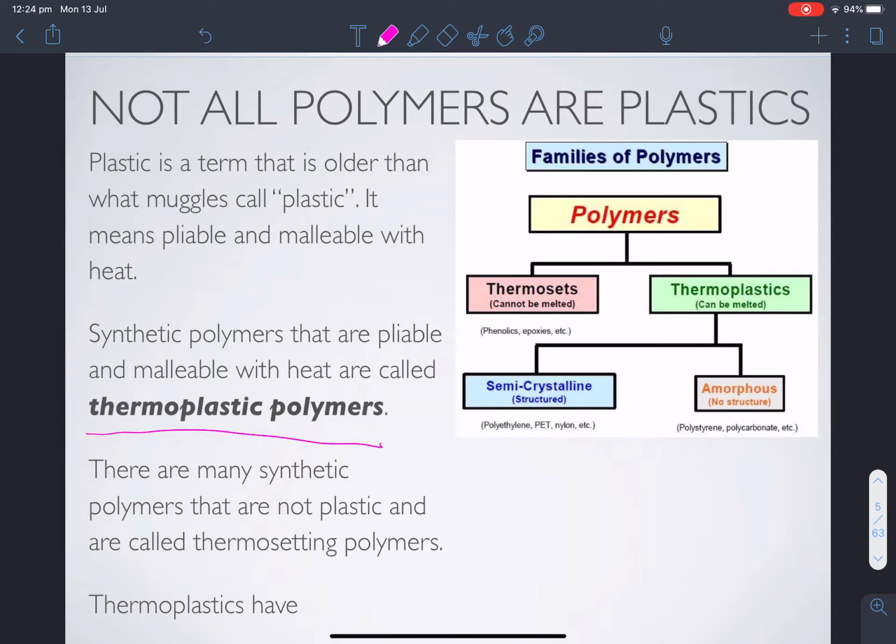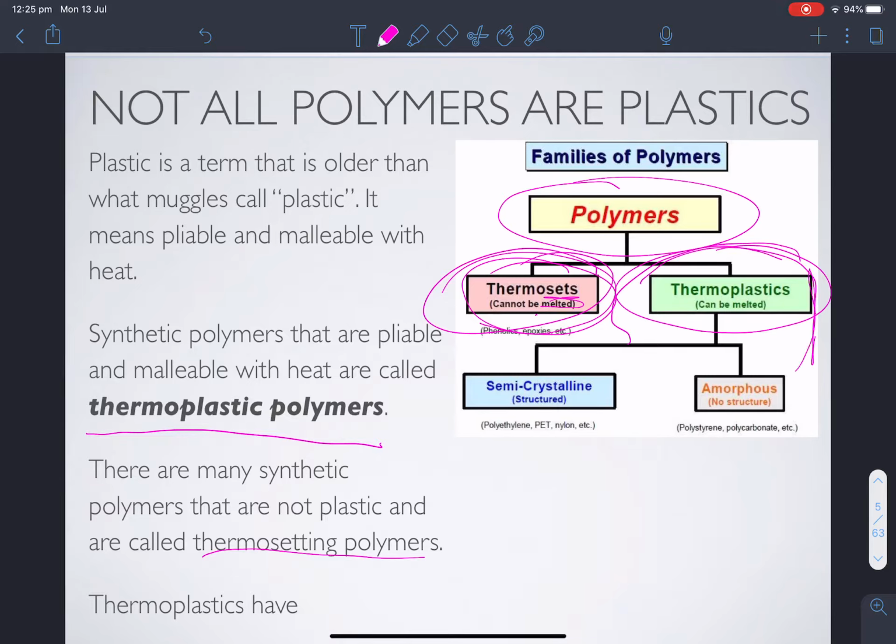And there are many synthetic polymers that are not plastic and are called thermosetting polymers. So here under the polymers, you've got thermosets, set being the word, they set. They cannot be melted. And you've got thermoplastics, which can be melted. Technically we should be using the term plastics just for the ones that can be melted and reformed, and the thermosetting are the ones that cannot be melted. I'll talk more about their properties in a minute, but we tend to just use plastic and polymers for the whole lot, okay?